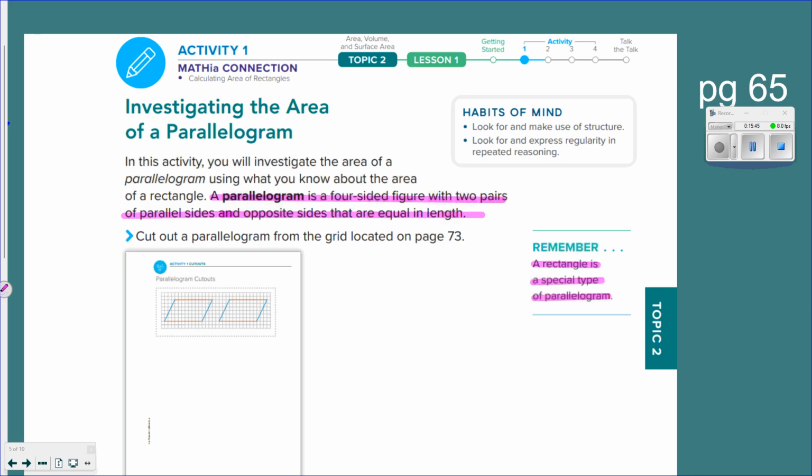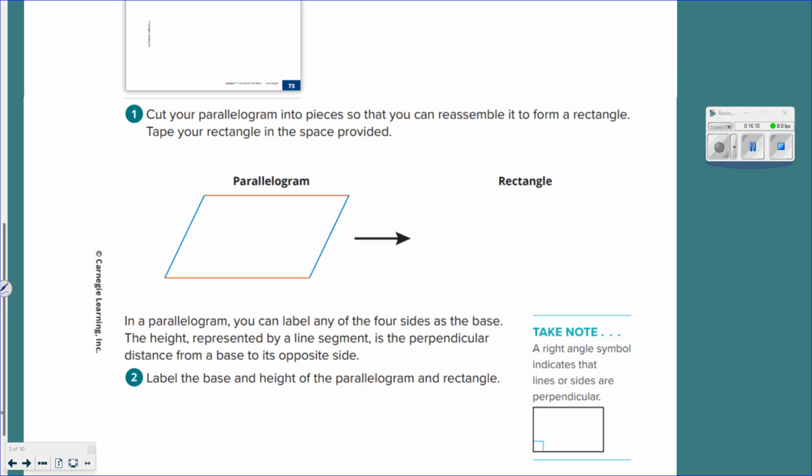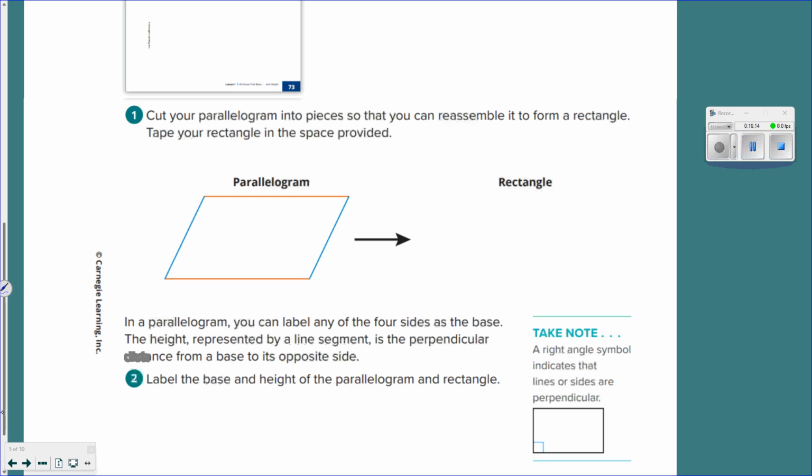Okay. So if we look at the picture of the parallelograms on page 73, would it be easy for us to find the area when some of them cut through the boxes? Like some of them go through the middle of the boxes and don't take up the whole box. Would that be easy to find the area? No. So in order to find the area of a parallelogram, we can change it, but not take away any of the area. We can just rearrange it.